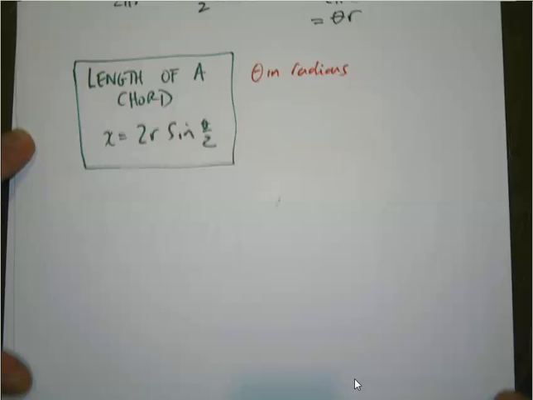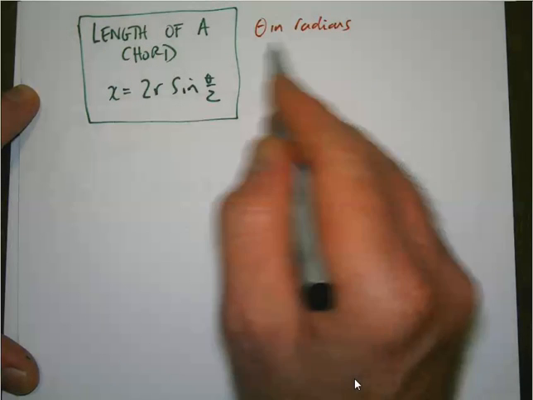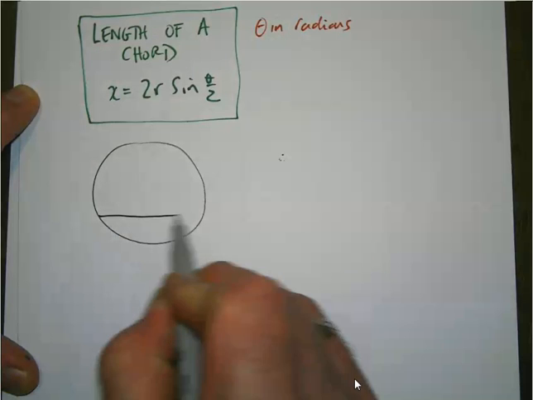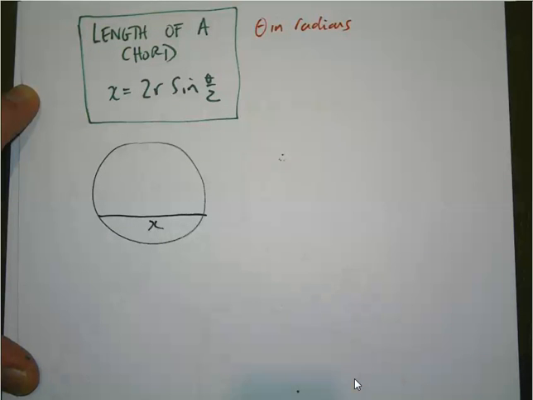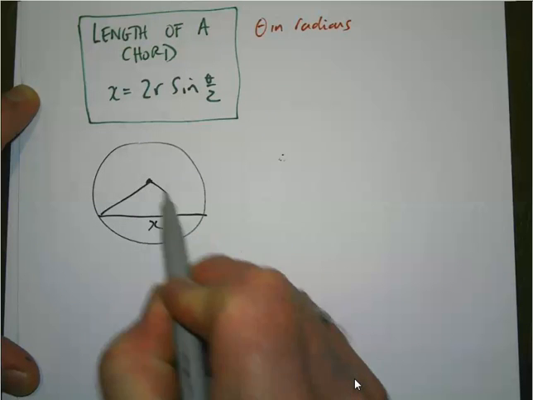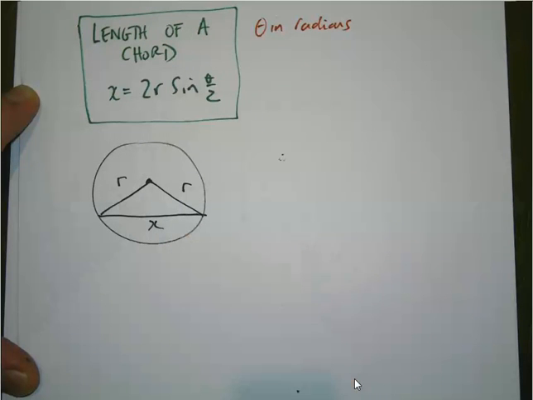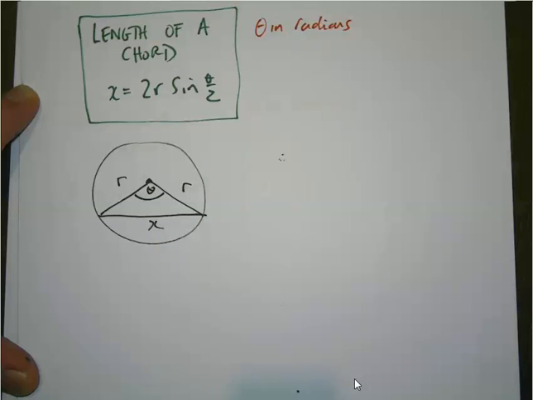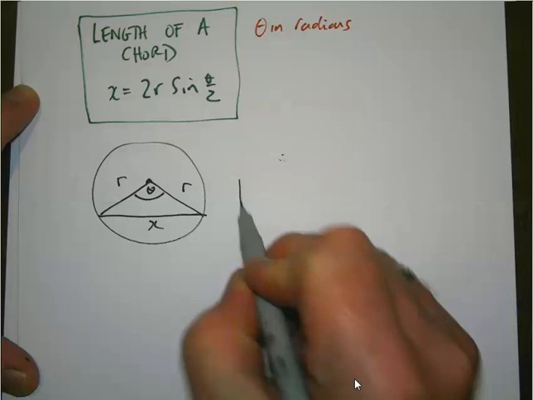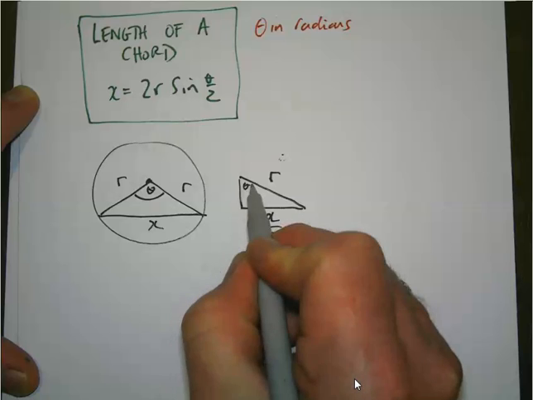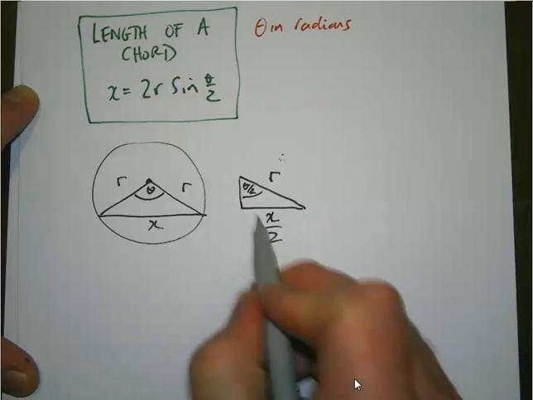Length of a chord. Remember, theta is always measured in radians. If I have my circle and I have a chord, that is the distance of the chord x. If I consider the radius and the radius, that would form that triangle, and this is the angle between those two radii that forms that chord. So I'm going to consider the right angle triangle where that's r, that's x on 2, and that's theta on 2, and that's a right angle triangle.